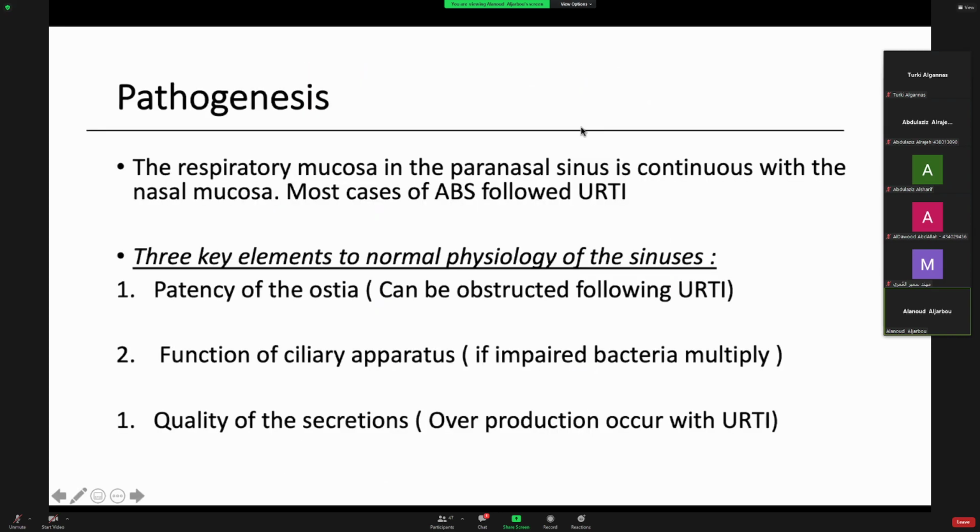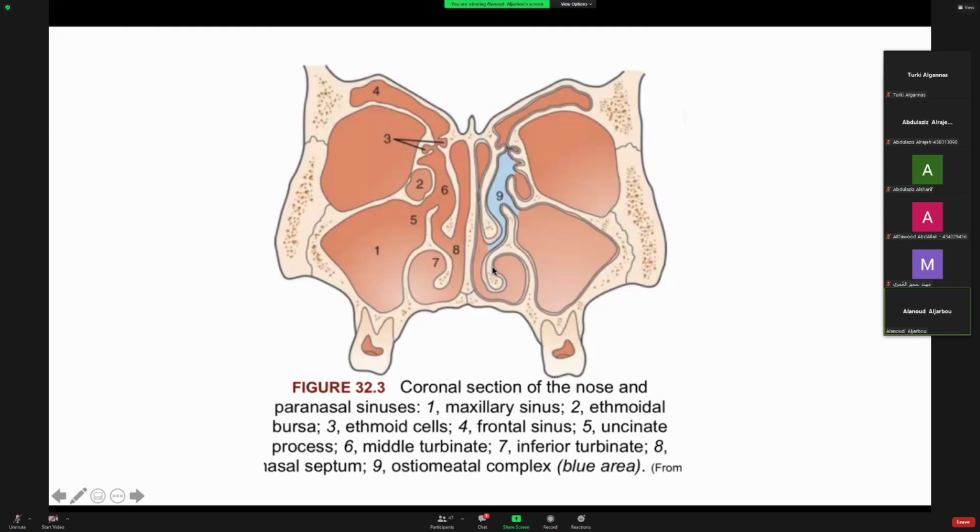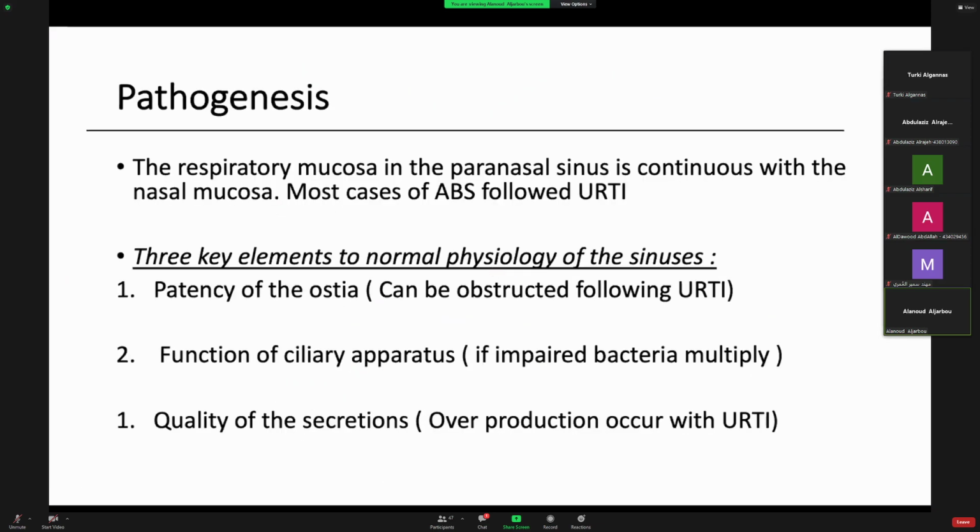Usually the pathogenesis, as we mentioned, is that acute bacterial sinusitis is almost always preceded by an upper respiratory tract infection. There are 3 key elements: the patency of the ostia, the quality of the mucus, and dysfunction of the ciliary apparatus. Usually this is not common in immune competent patients, but some patients with cystic fibrosis have a problem with ciliary function. And if there is overproduction of secretion after an upper respiratory tract infection, acute bacterial sinusitis will happen.